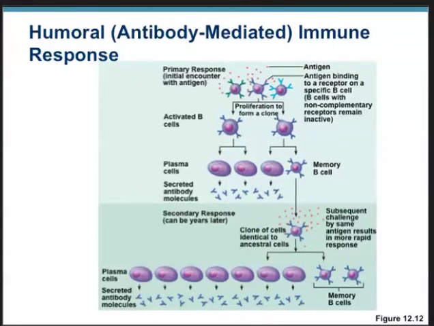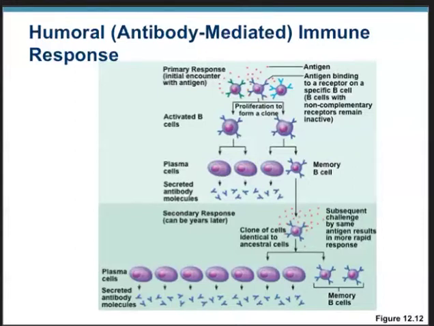B lymphocytes with specific receptors are going to bind to a particular antigen in combination with its major histocompatibility protein. The binding event will activate the lymphocyte to undergo clonal selection, and a large number of clones will be produced, and this is what we call our primary humoral response. Most B cells will become plasma cells. These are going to be the major antibody producers in the plasma.